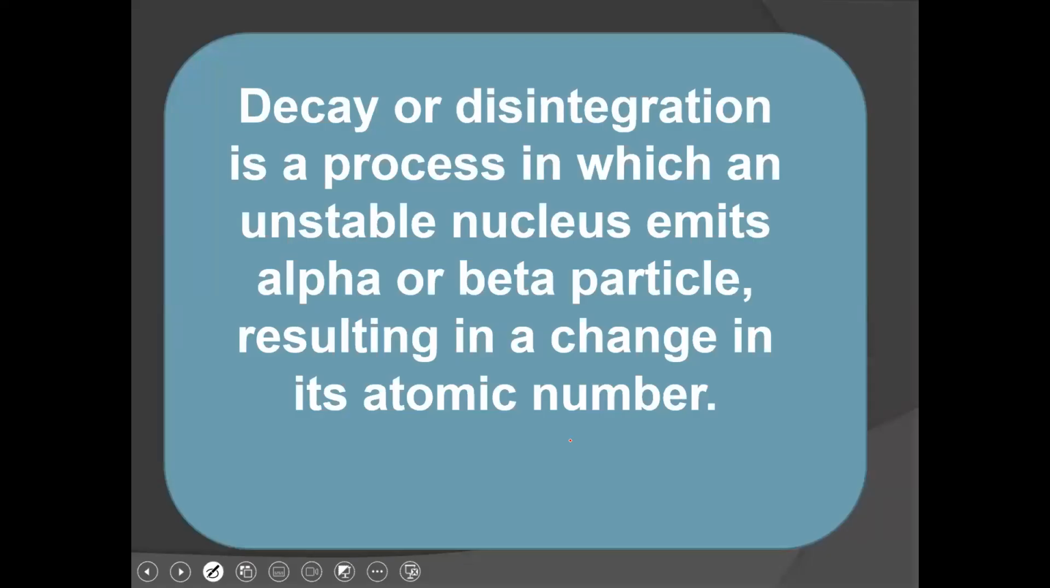Now, look at the definition. Decay or disintegration is a process in which an unstable nucleus emits alpha or beta particle, resulting in a change in its atomic number. Remember, atomic number change means change of element. You have to copy this definition.